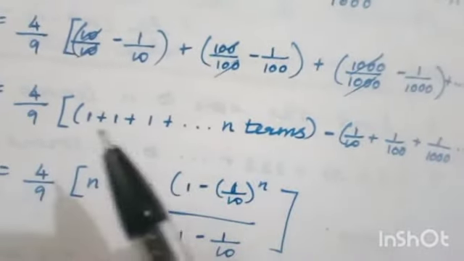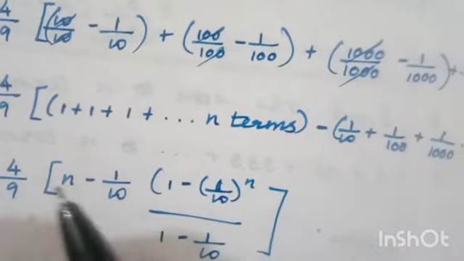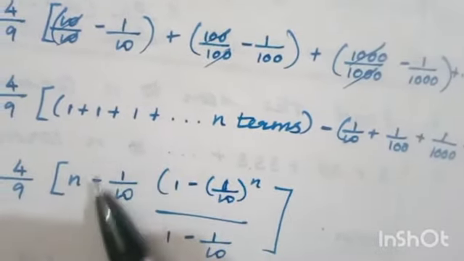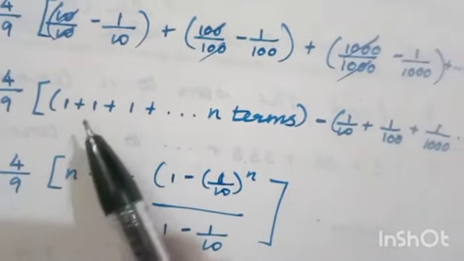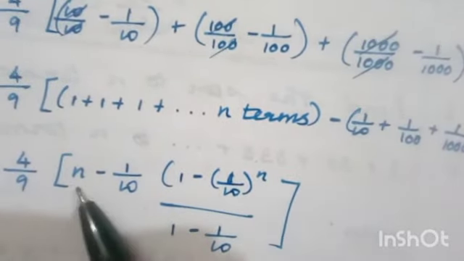So now we have 2 terms: 4 by 9 into, for 1 plus 1 plus 1, how many times is it there? N times. So it is 1 into n, that is n. It is n terms, 1 plus 1 plus 1, so n.